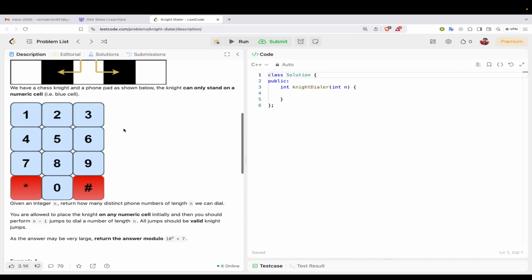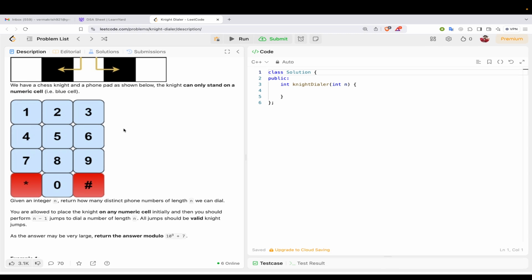Similarly, we have a chess knight and a phone pad as shown below. The knight can only stand on a numeric cell. So just assume this board given in the diagram as a chessboard. Let's say your knight is at position 1, so he can move to either the cell marked as 6 or the cell marked as 8. So this is the movement if your knight is moving on this dial pad.